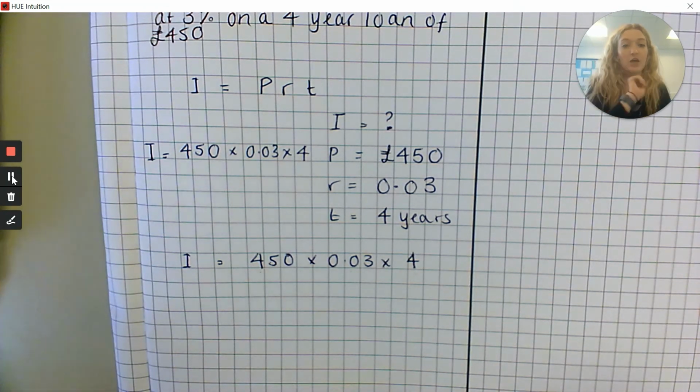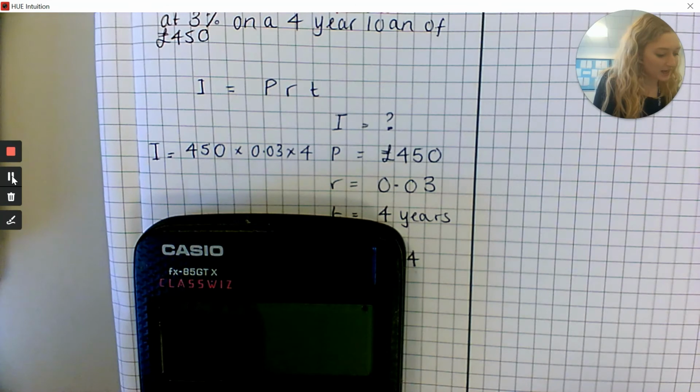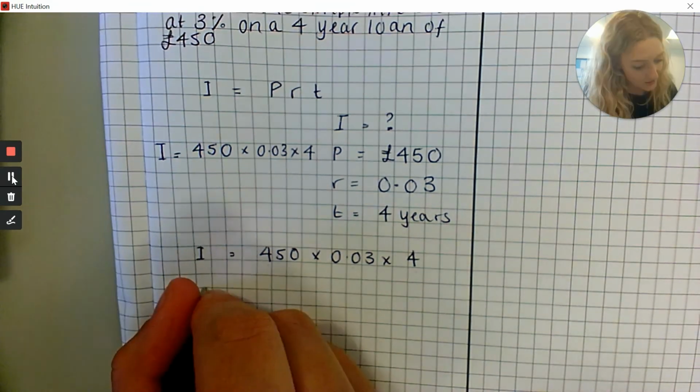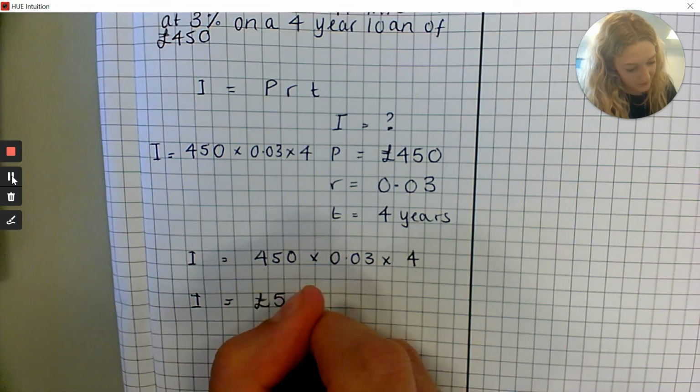Good, okay, so we're going to type that into our calculator, and it's really important that we've got our calculators ready. Pause it if you need to get yours now. Good, so we've got 450 times 0.03 times 4. £54, okay? So the extra interest that I need to pay is £54, okay?